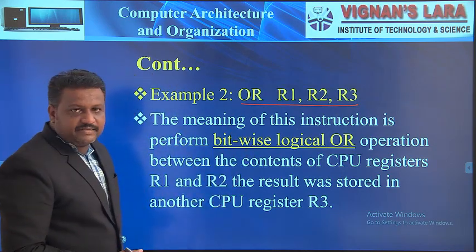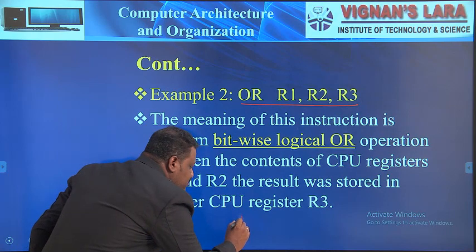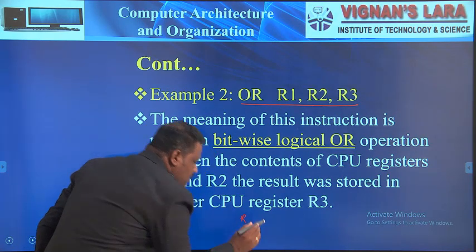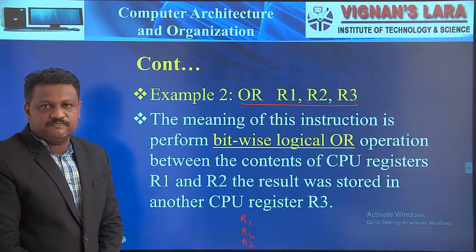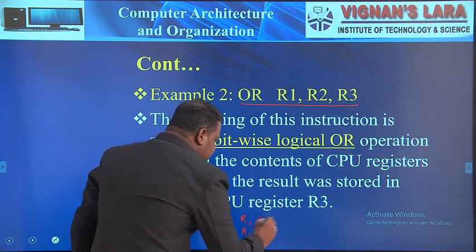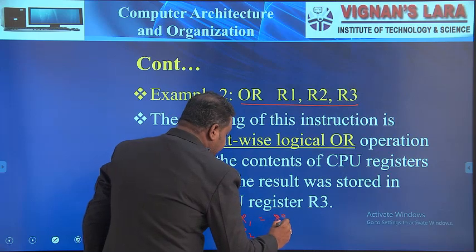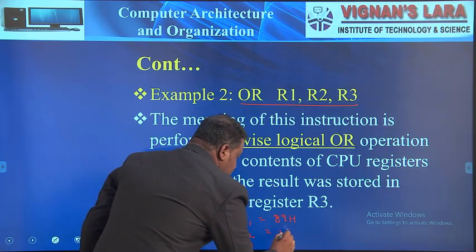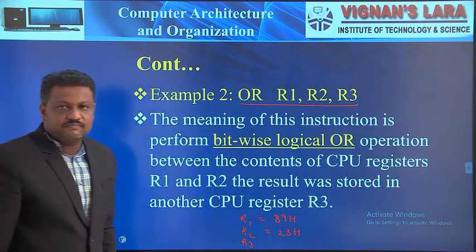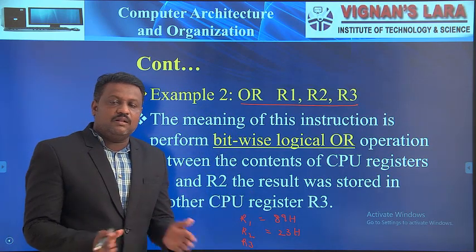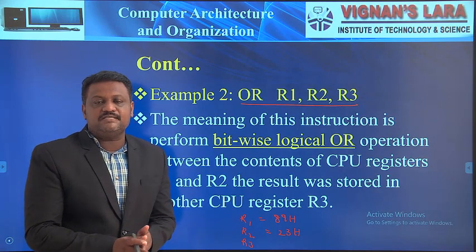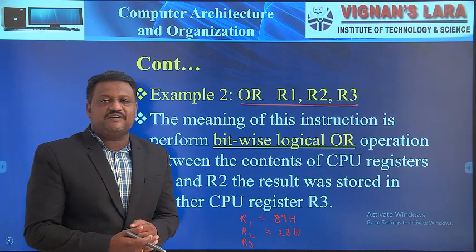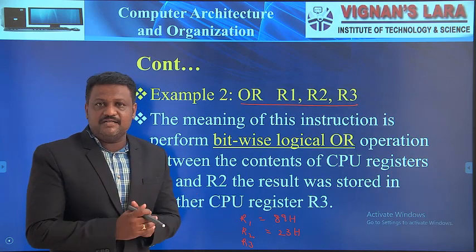Let us take an example again. Here also my assumption is R1, R2, R3 are all 8-bit registers. Let us assume R1 value is 89H and R2 value is 23H. So we know the logical OR property: if one of the inputs is equal to 1, irrespective of the other, the output becomes 1.